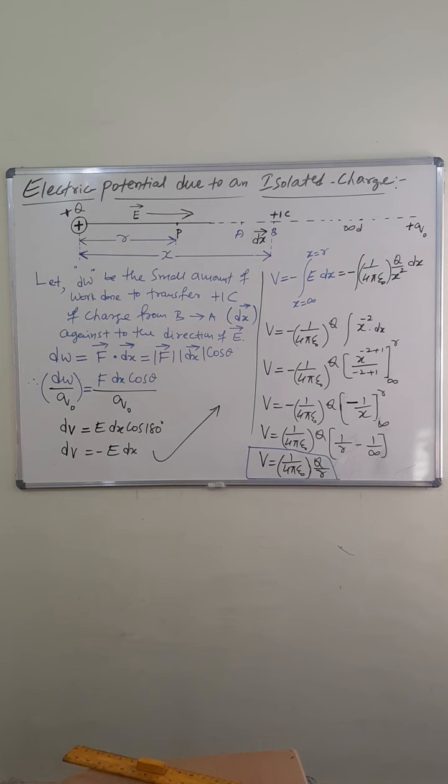Let dW be the small amount of work done to transfer positive 1 coulomb of charge from B to A, that is, displacement dx, against the direction of electric field E vector. Then what do you mean by work done? dW is equal to F dot dx, F vector dot dx vector, force into displacement, the dot product of force and displacement. If you expand the dot product, you will get magnitude of F into magnitude of dx into cos theta.